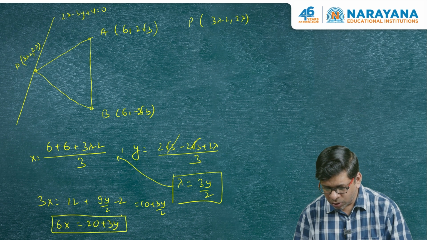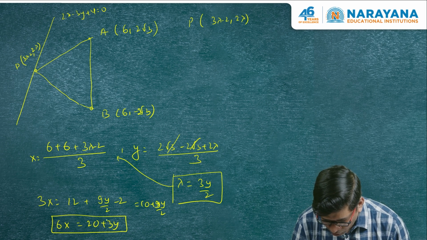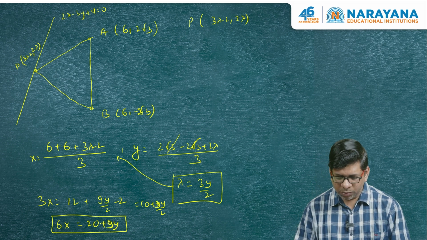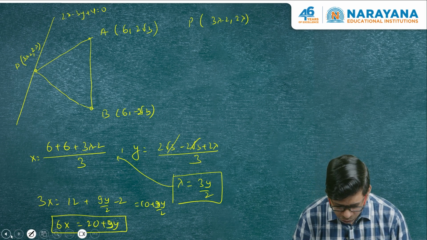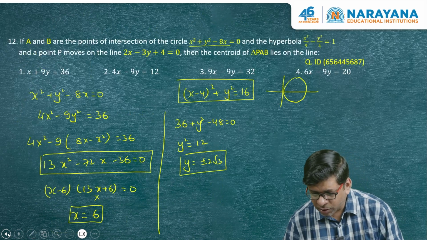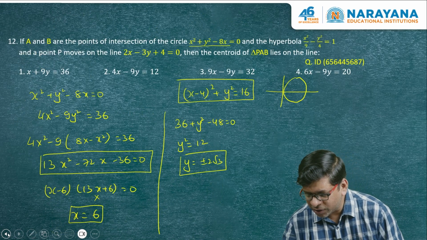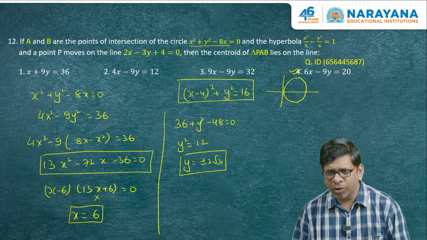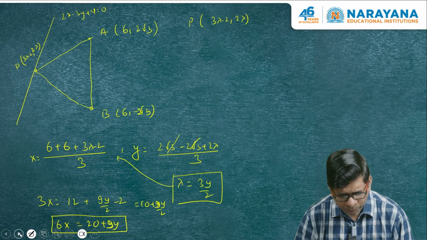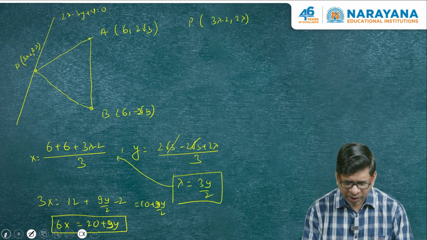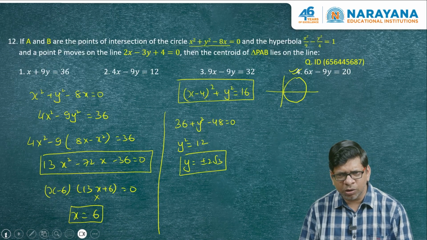6x equals 20 plus 9y, because it is 9y by 2. So let's check: 6x equals 20 plus 9y, which is option number 4. So D is the correct answer for this. A basic question, 2 points we will directly get with the help of the point of intersection of these two.